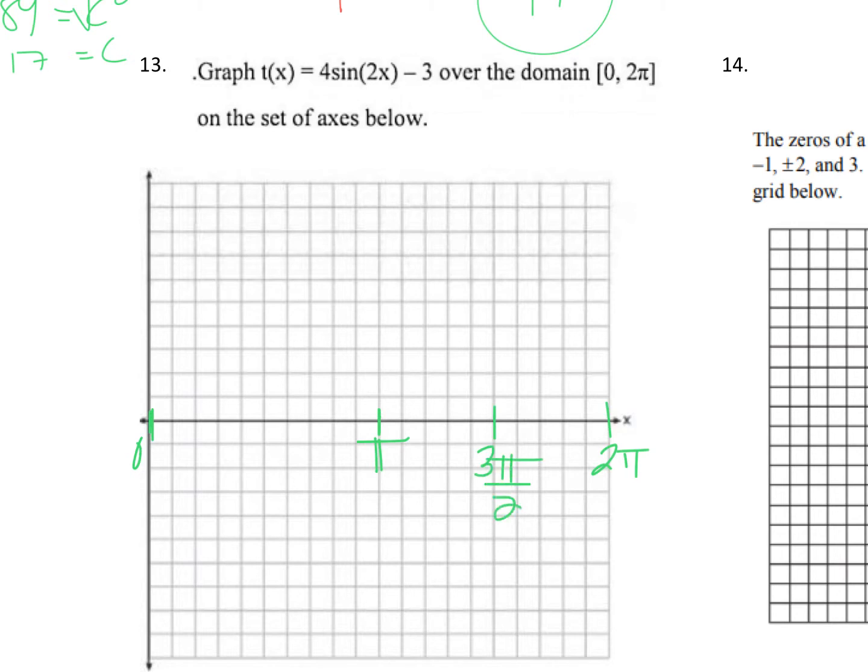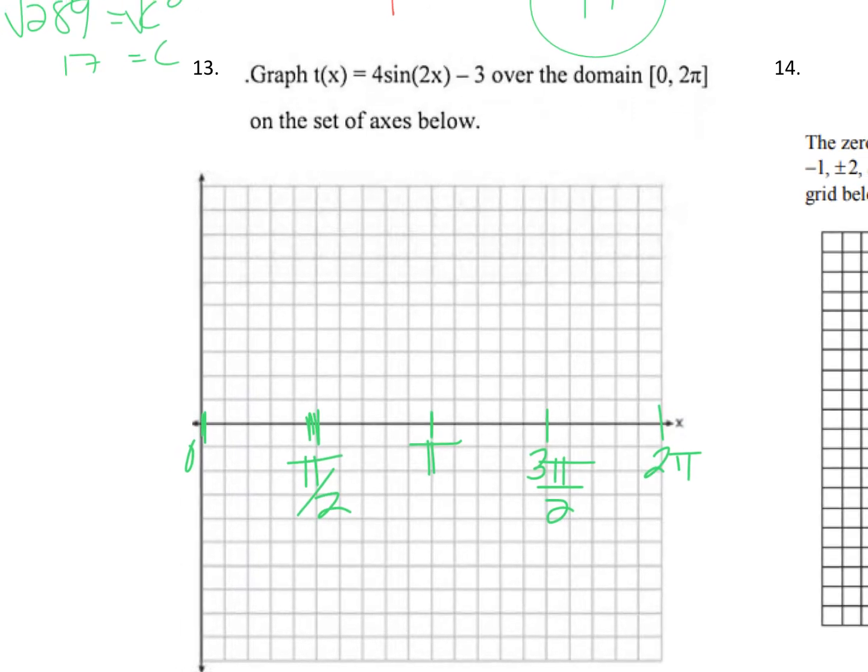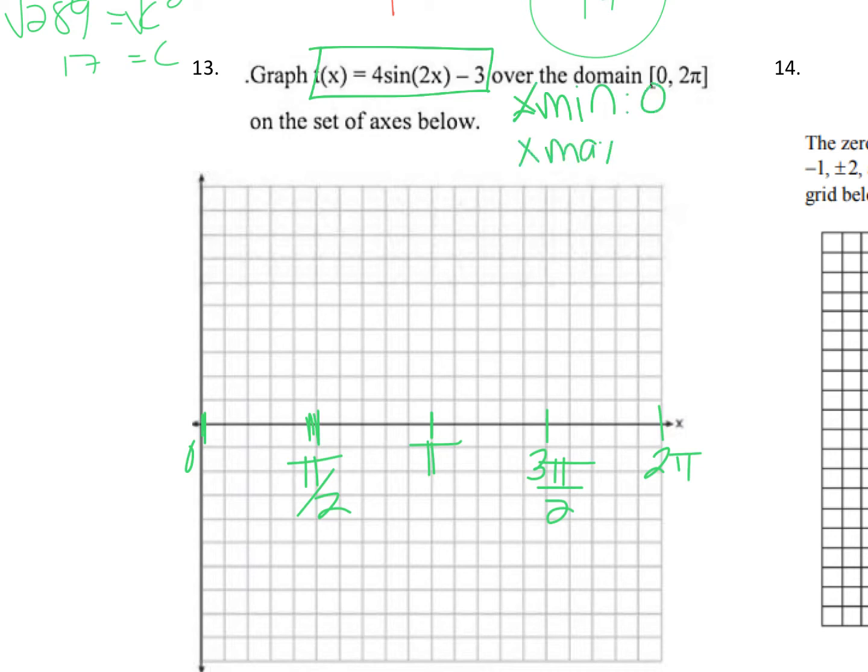And then 1, 2, 3, 4, 5 would be here, pi over 2. You don't have to label all of these. I'd hope that you know all of them, but if you don't, that's fine. Now, we have this equation here. And of course, you can put it into the y equals. This would be your x min. X min would be 0, because they tell you x max would be 2 pi. And again, your x scale should be pi over 2, because that's what we got going on here.